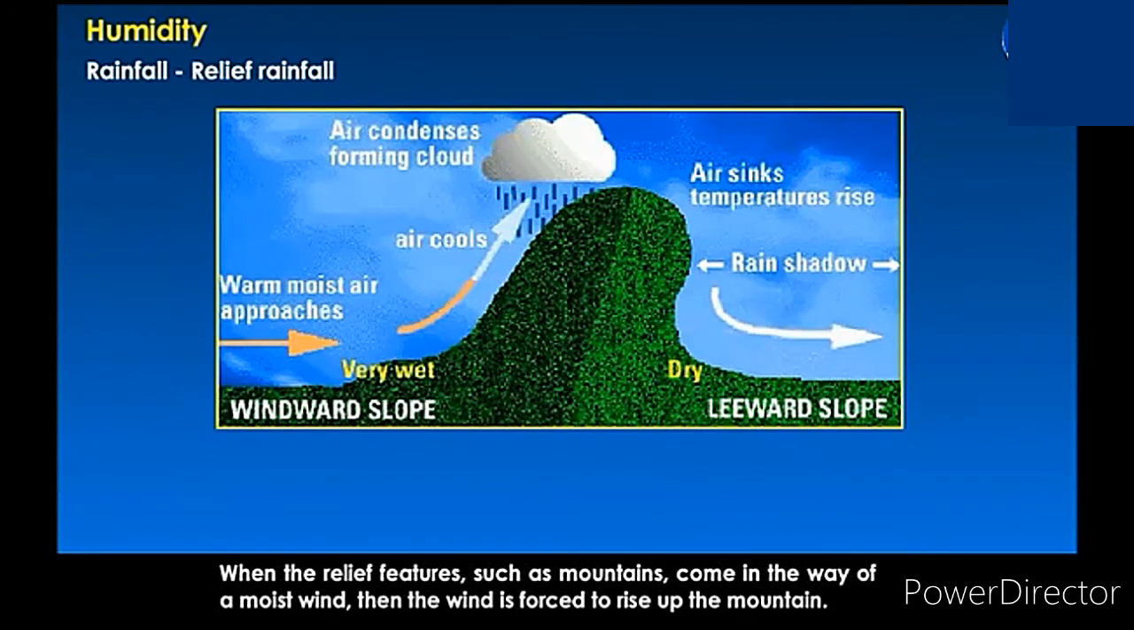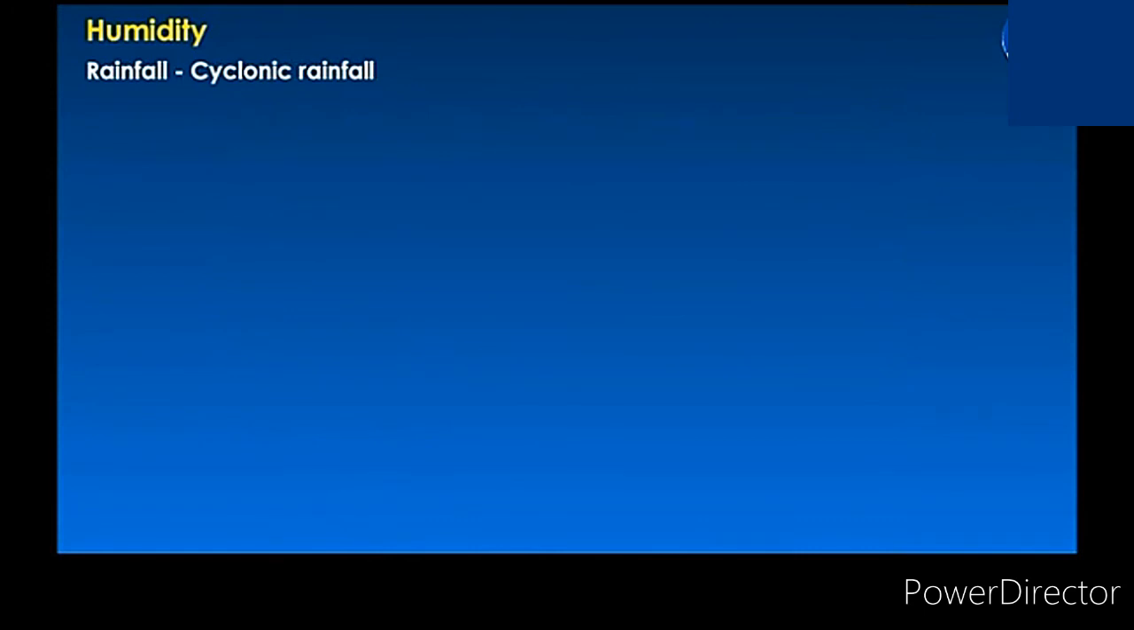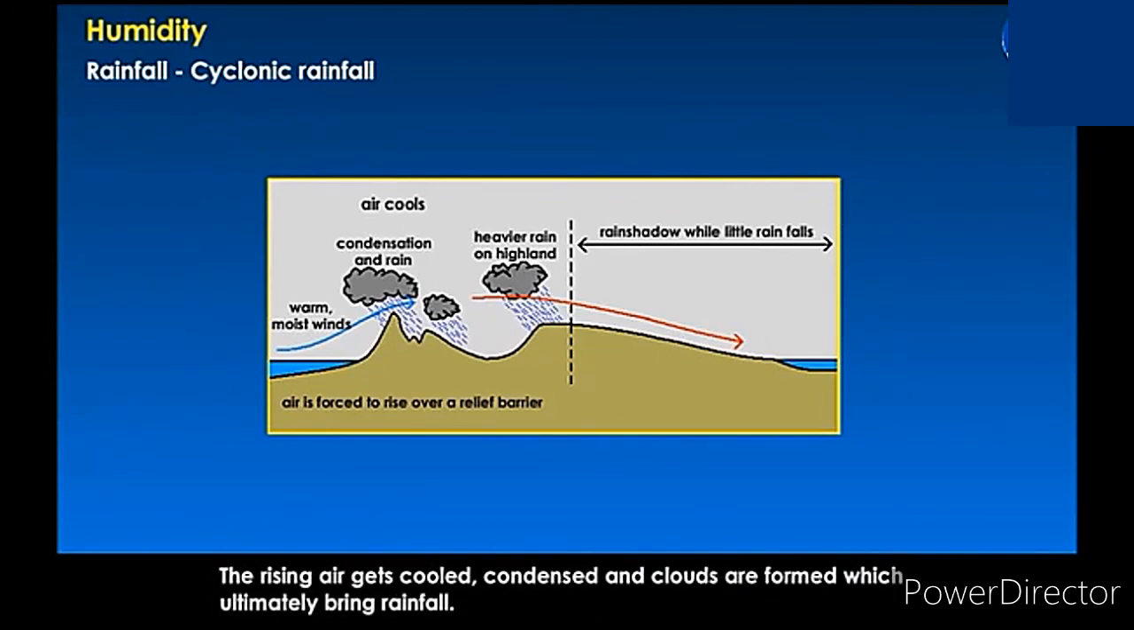Next is relief rainfall. When the relief features such as mountains come in the way of a moist wind, then the wind is forced to go back and change its direction, and the rising wind starts cooling, and then condensation takes place. Next is cyclonic rainfall. Cyclones are the centers of low pressure. The air converges from all directions towards the low pressure, and it is forced to move in another direction. The rising air gets cooled, condensed, and clouds are formed, which ultimately bring rainfall.